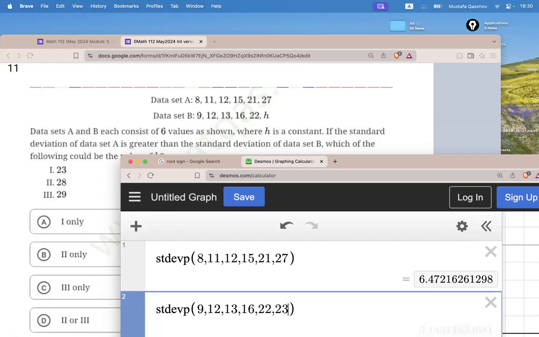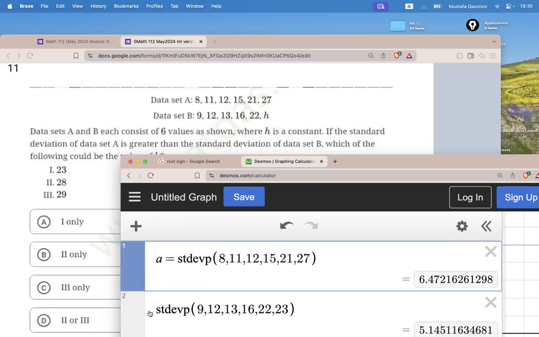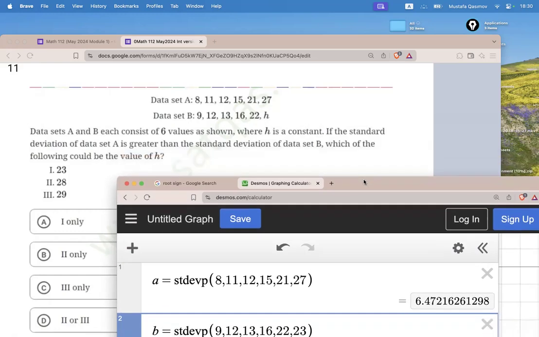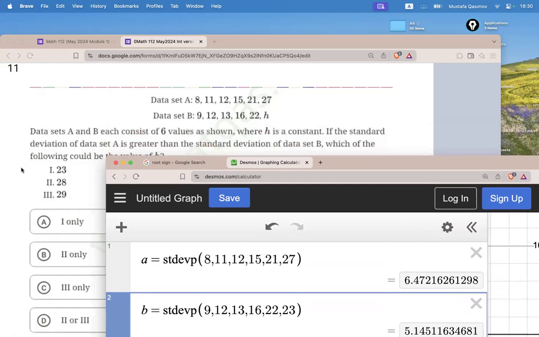And instead of H, let's write 23 first. When we write 23, the second one is smaller. B is smaller than A. You can see that B is smaller than A, but A is greater. Yes, B has to be smaller. So the first one is correct.